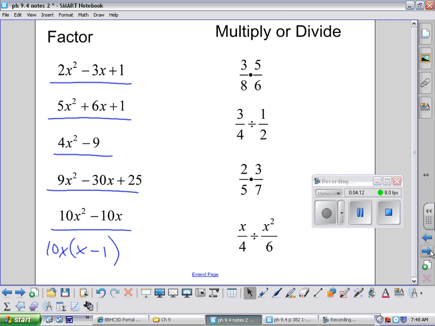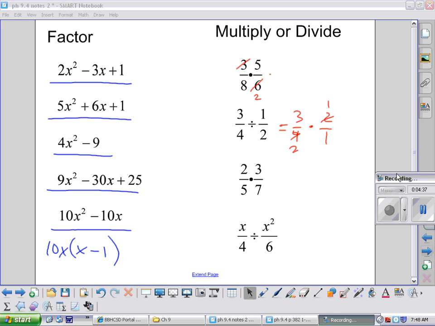Multiplication, we can multiply straight across, multiply fractions, but I can also cancel here, make that a 2 there. All right. Division of fractions, 3 over 4, sorry, times 2 over 1, right? Flip and multiply. 2, 1 there. We can do that sort of thing.